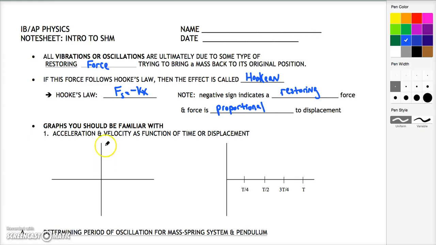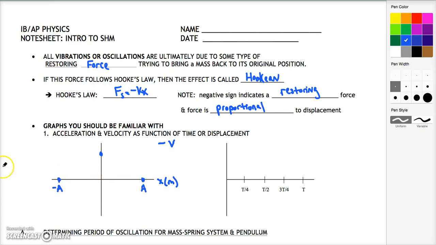So if we take a look at graphs, we want to plot acceleration and velocity as a function of displacement or time. Let's do it first versus displacement, and I'll do velocity in this blue. We are oscillating between a positive amplitude, which I'll call A, and a negative amplitude, the two extremes that you saw in the simulation. The velocity is 0 at the extremes because it is turning around, and right in the middle, at a position of 0, the velocity is a maximum. Let's say the velocity is positive.